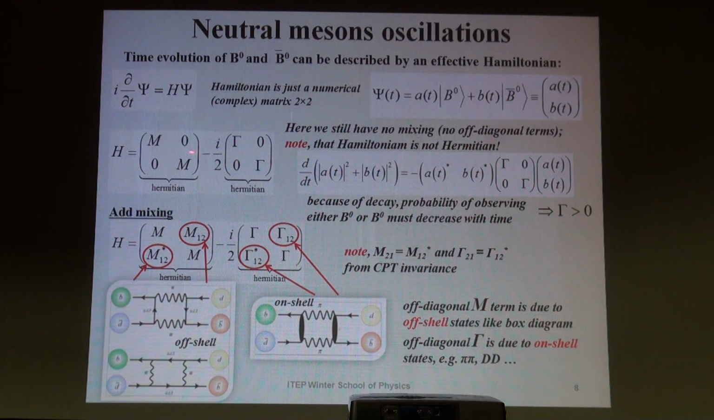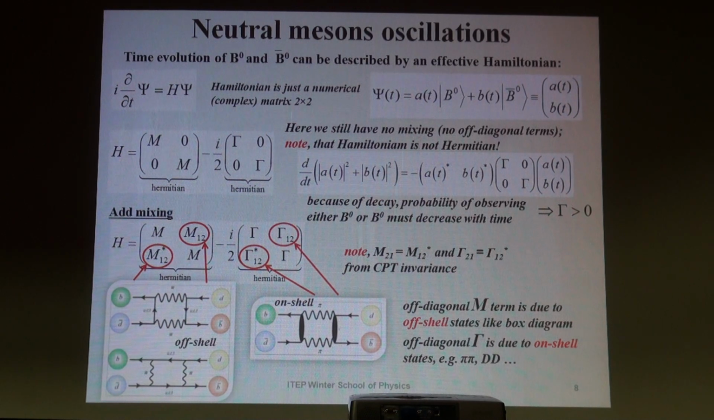If there is no mixing, it will be just diagonal, and it's very simple to calculate. Here, a is, for example, the B meson amplitude and b is the anti-B meson amplitude in the system. So this is the amplitude to have B0 or B0 bar in our system after some time. And if we'd like to solve the evolution equation, we should solve this one. These two matrices are Hermitian, but please note that the Hamiltonian itself is no longer Hermitian here because the meson can decay.